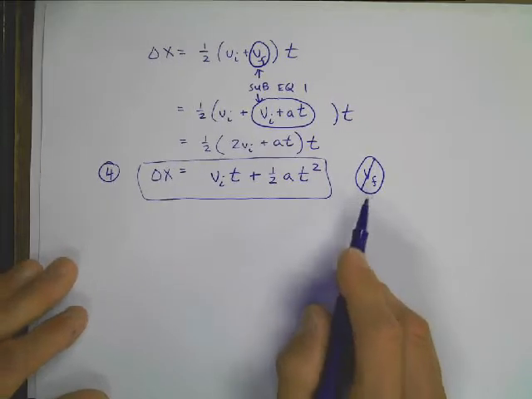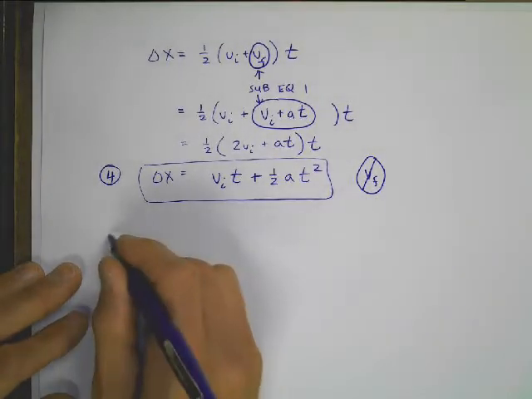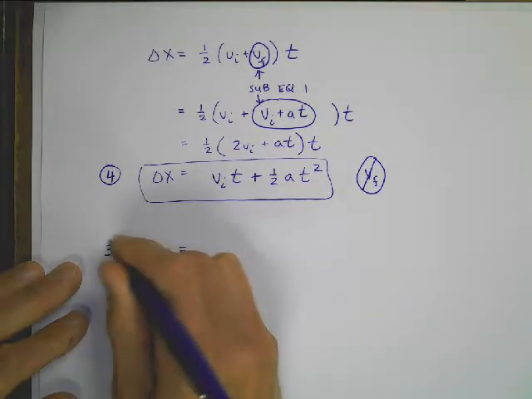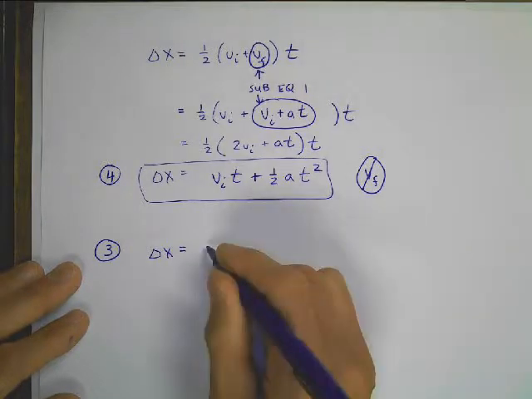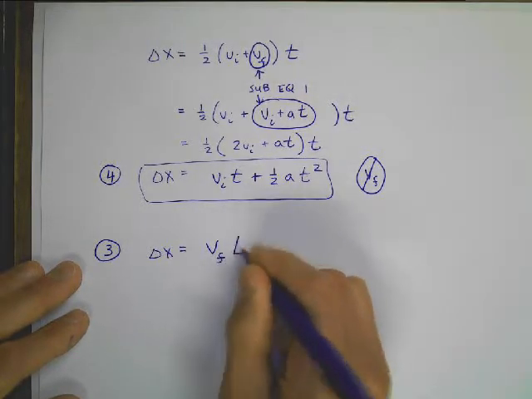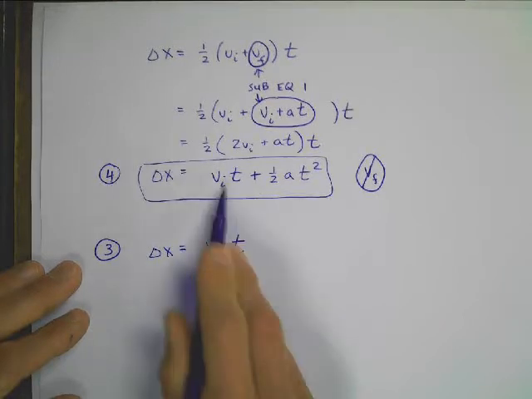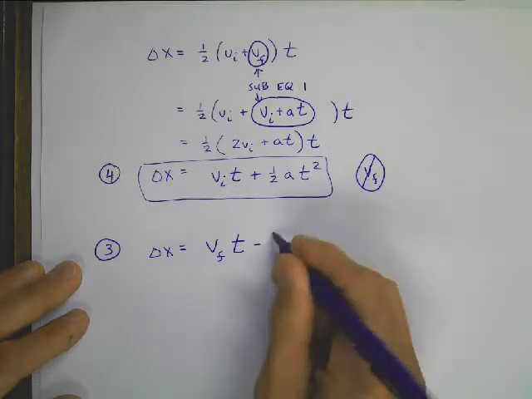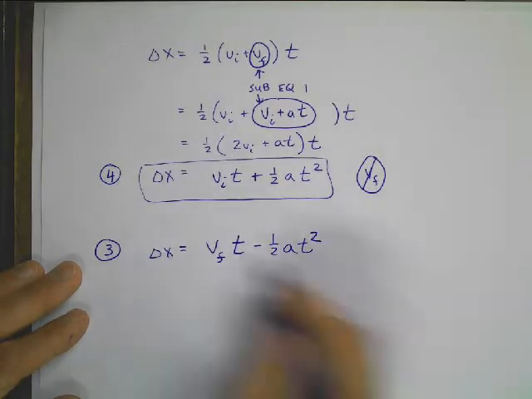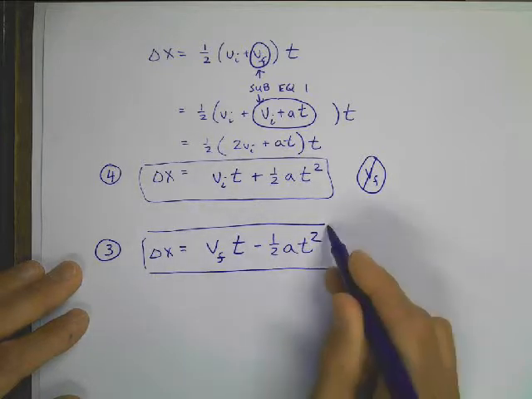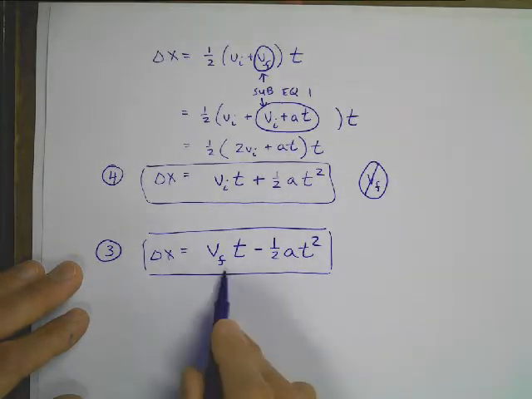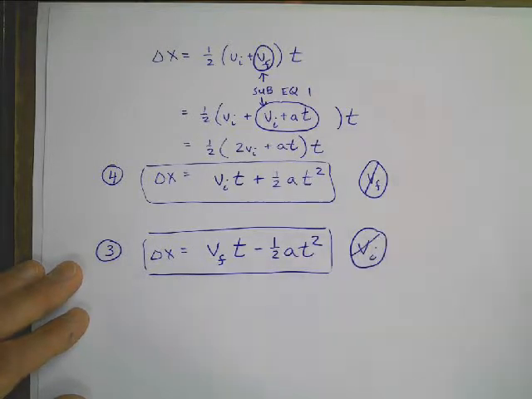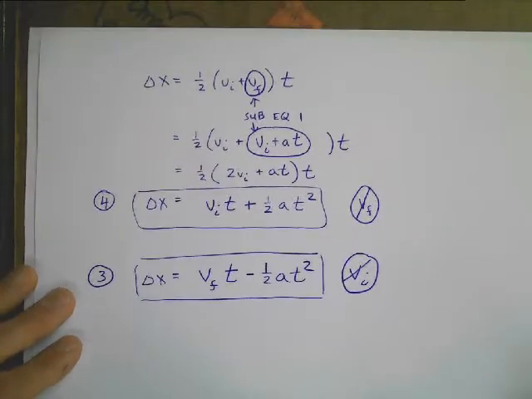I'm not going to work through the details of how you get to the next equation, but I'm going to write it. And this is actually equation number 3 on our list. It looks a lot like equation 4, but there are 2 differences. Instead of v initial t, it's going to be v final t. And instead of plus 1/2 at squared, it's going to be minus 1/2 at squared. And this formula is nice when you don't know v initial and you don't care about it.